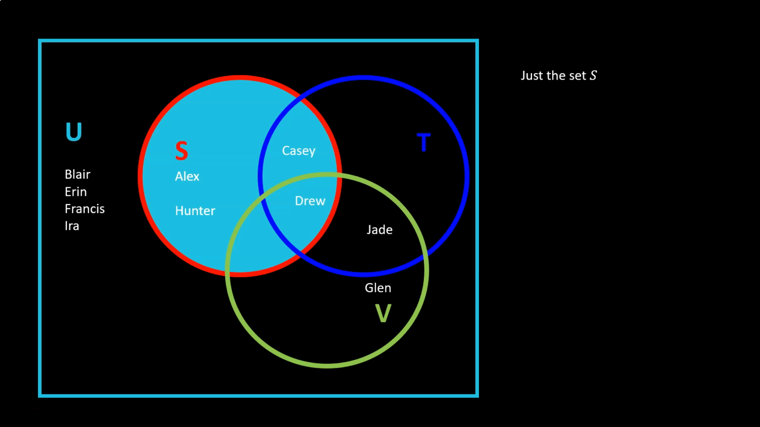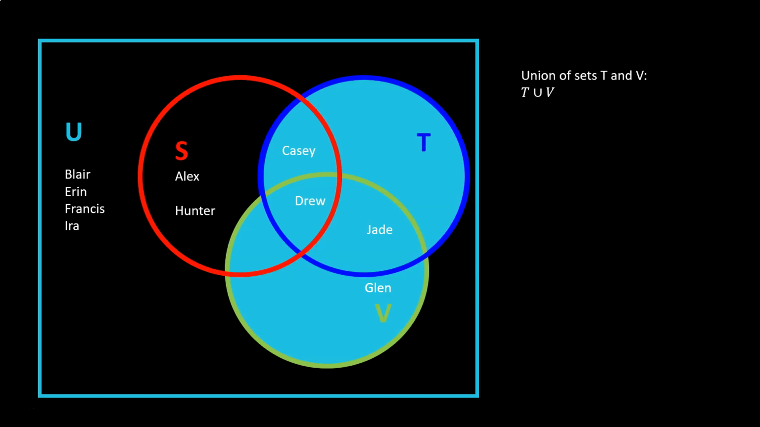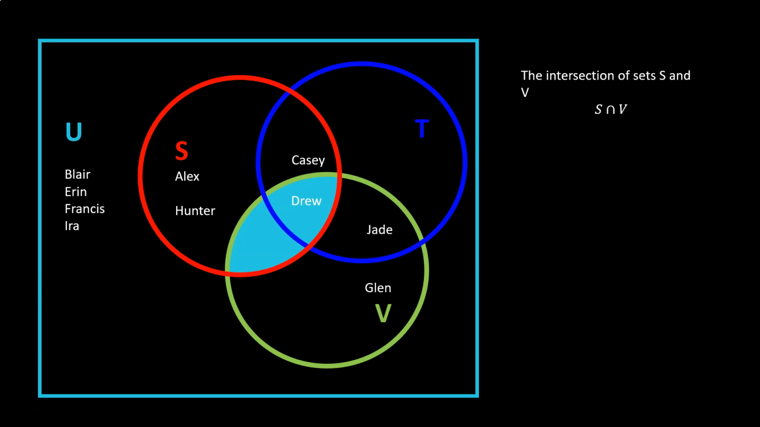If I just wanted to talk about the set S, I would just ignore anything that's not inside of the circle S. So even though I have all of these circles overlapping each other, I can narrow my focus in just to look at one set S. I can still union just two of the circles, even though there's three circles here. Maybe I want to talk about the friends that like to play tennis and volleyball. Well, we can still do that. We can look at the intersection of any two sets.